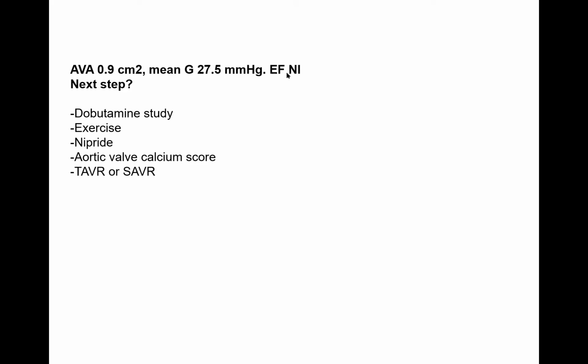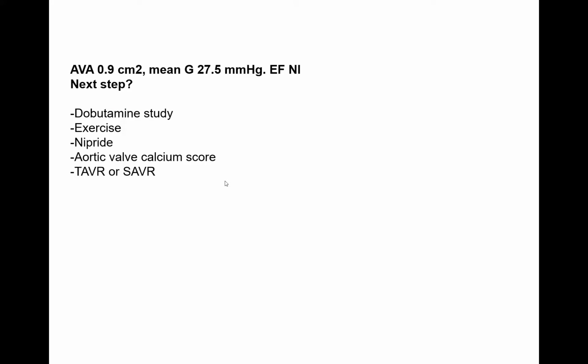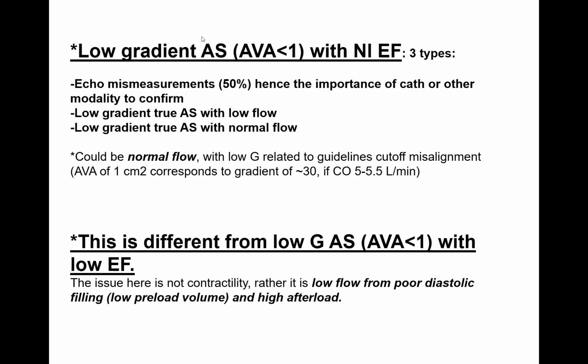Even when you have low stroke volume, even when you have low flow, low gradient, severe AS, when you have normal EF, what's the cause of the low gradient when you have normal EF? What's the cause of the low flow when you have normal EF? The cause of the low flow is not low contractility. This is the normal EF. So low gradient AS with low EF, the issue here is contractility.